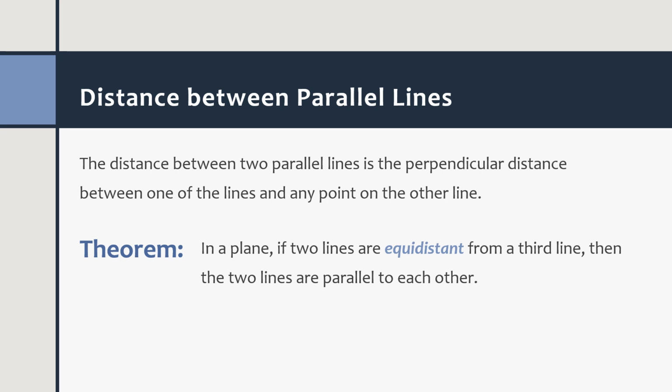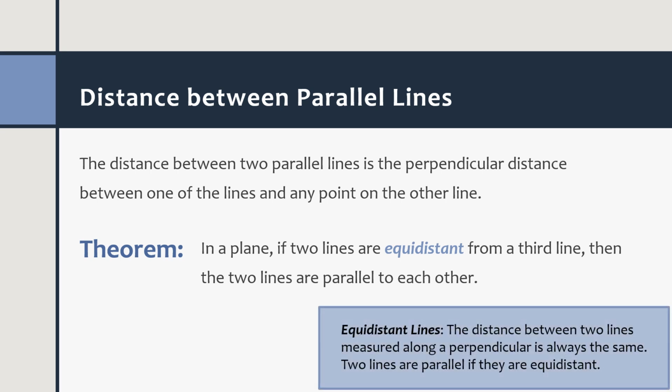We also have a theorem that if in a plane two lines are equidistant from a third line, then those two lines must be parallel to each other. To understand this, we really need to understand what equidistant means. So the definition here kind of goes with parallel lines. The distance between two lines that's measured along a perpendicular is always the same. That's what we mean by equidistant lines. The distance between them remains constant.